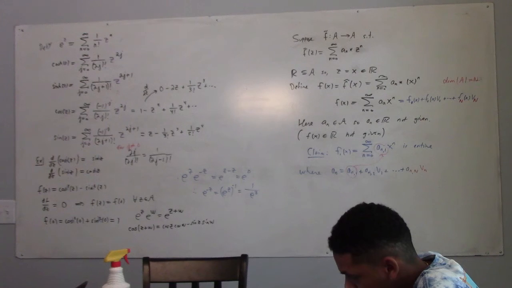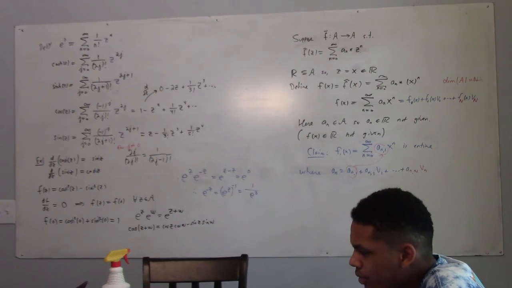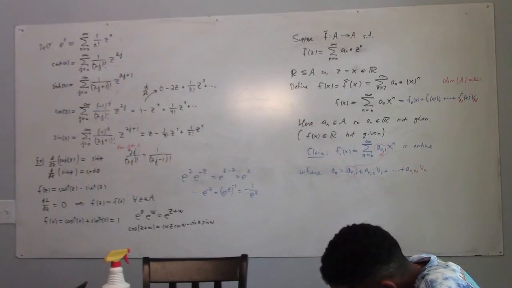And then theorem 6.3, the derivative of the exponential is the exponential. That's just from term by term differentiation, right? You can prove that easily.